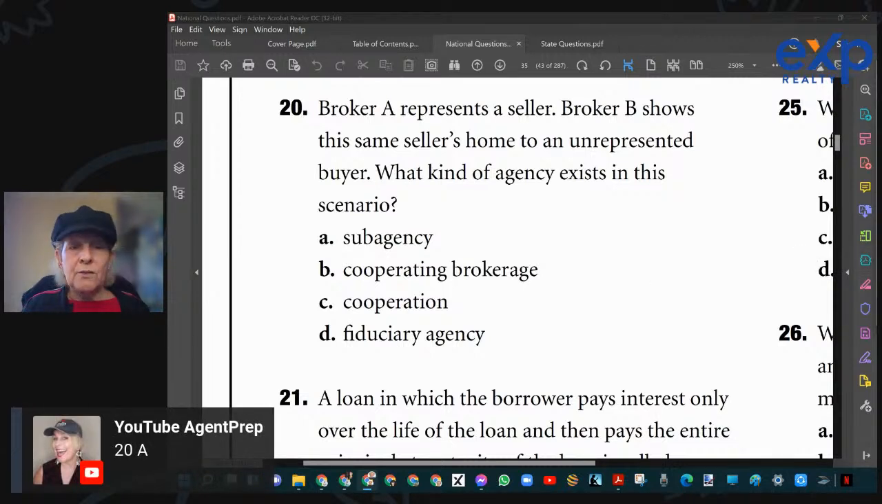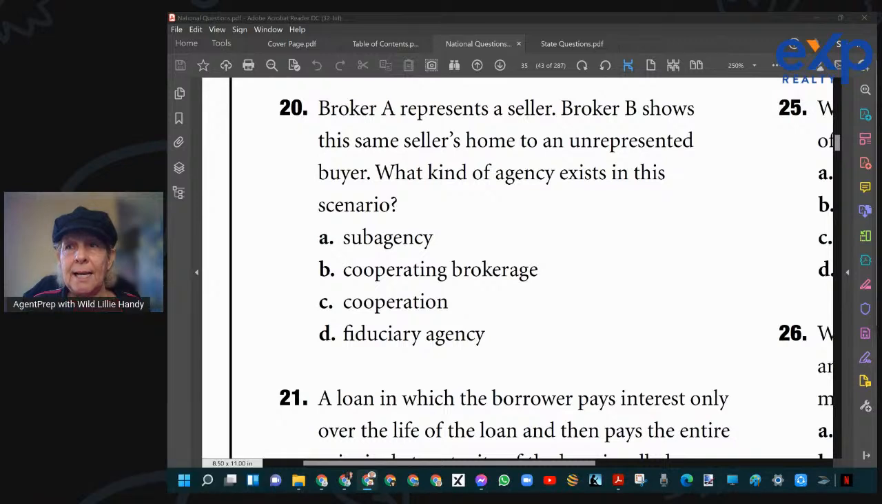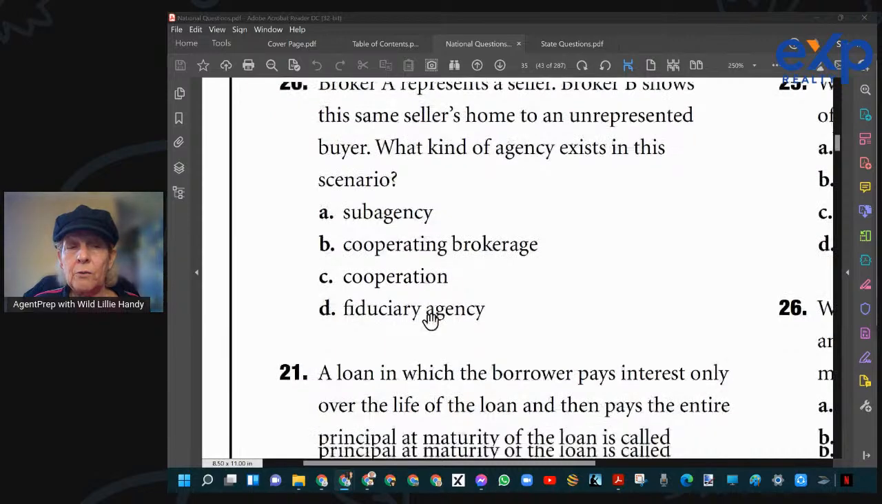Those of you who answered cooperating brokerage or fiduciary agency: broker A has a fiduciary agency relationship with the seller because it says represents. Broker B says the buyer is unrepresented, so there is no fiduciary agency relationship. Vocabulary, okay? I stress again how important it is to know your vocabulary. So go back and study your vocabulary. For those of you who got that answer incorrect, it's very crucial that you do that.